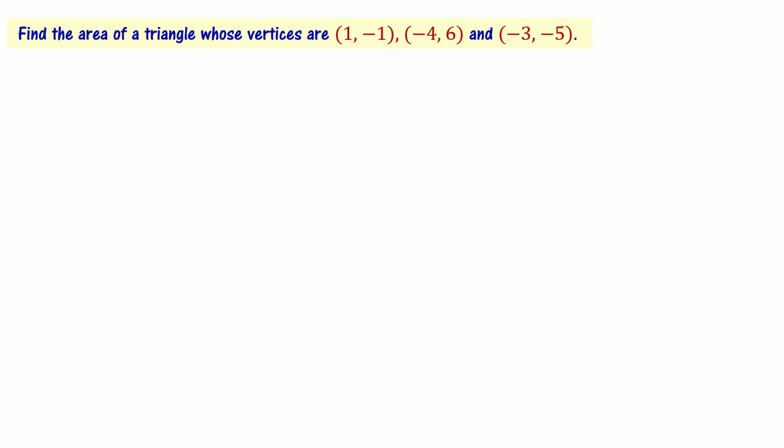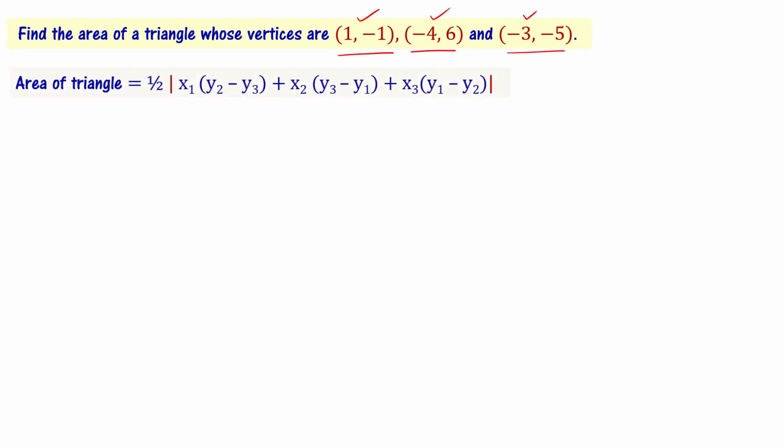Find the area of a triangle whose vertices are 1, minus 1, minus 4, 6 and minus 3, minus 5. మనకి ఎప్పుడైతే 3 vertexకి coordinates తెలుసో we can make use of this formula. Area of the triangle is defined as half times modulus of x1 times y2 minus y3 plus x2 times y3 minus y1 plus x3 times y1 minus y2. Right? ఈ ఫార్ములాలో సబ్స్టిట్యూట్ చేయడం కోసం let me first write what is x1, y1.